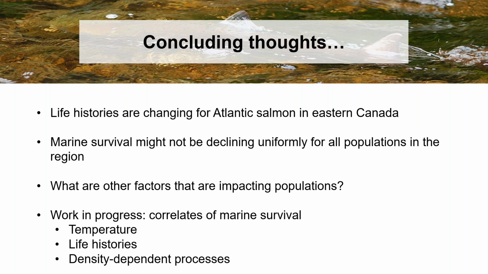And the work in progress for me, and what I'm going to be working on in the next few months, and I'm already working on, are correlates of marine survival. So what things are correlated with the trends that we see? Temperature is the big one that comes to mind, and I'm going to just show you a little bit of this, which I've already been working on. Life histories is another one. It could be that there's evidence that if the smolts are coming out of the rivers at a larger size, they tend to have a higher survival.